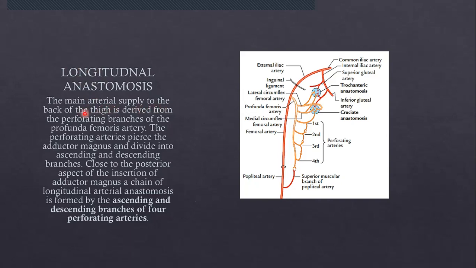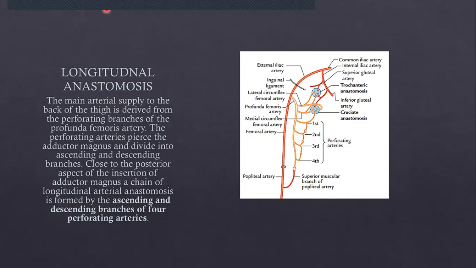So that is that. Then let's look at the other anastomosis, which is known as the longitudinal anastomosis. It is the main arterial supply to the back of the thigh, and it is derived from the perforating branches of the profunda femoris artery, the deep femoral artery. Now, the perforating arteries usually pierce the adductor magnus, and after piercing, each perforating artery will divide into ascending and descending branches. Remember the ascending branch of the first perforating artery was forming the cruciate anastomosis. Then close to the posterior aspect of the insertion of adductor magnus, we have a chain of longitudinal arterial anastomosis, which is formed by the ascending and descending branches of the four perforating arteries.